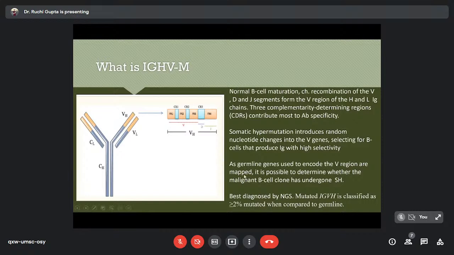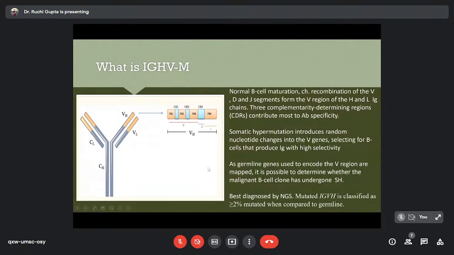And how do you diagnose this? This is actually a very challenging job, because these are regions which are so variable. Primers are designed against these different framework regions so that this entire area can be mapped. Once you have the sequence of the entire gene of that particular person, you map it with the germline sequence. If there is a deviation from the germline sequence, then that indicates that the cell has undergone somatic hypermutation, or indirectly indicates that the cell is a post-germinal center cell.